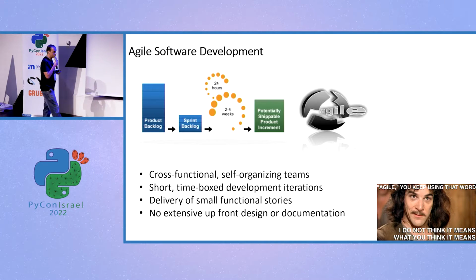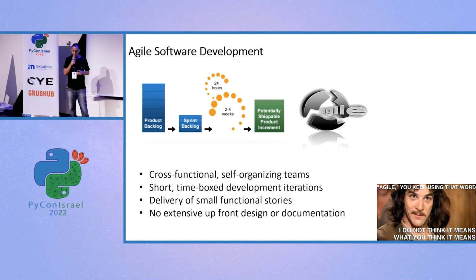So there are cross-functional self-organizing teams. There are short time-boxed development iterations, or sprints. You deliver a small functional story. You do not release a huge version with tons of functionality. And there's no extensive upfront design because it keeps evolving.